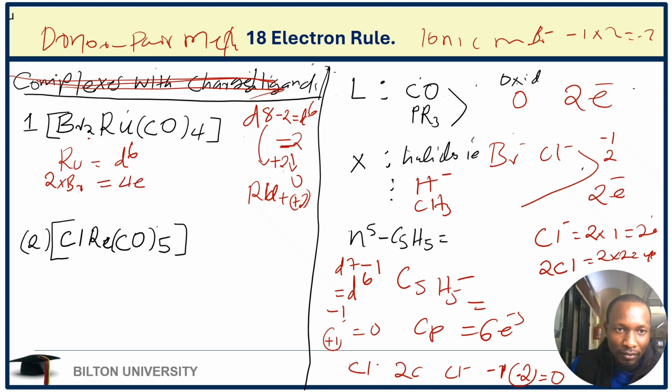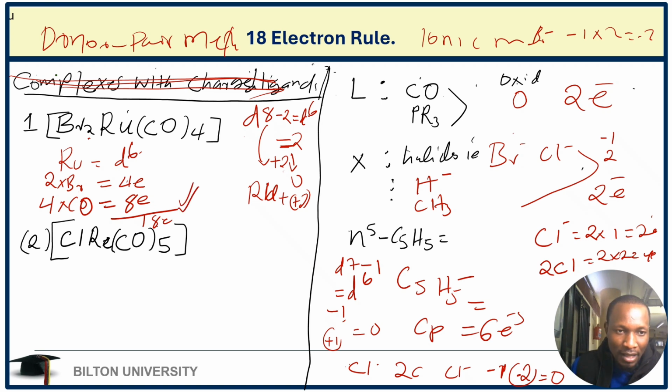And then we have carbonyls. How many are they? They are 4, so 4 times that carbonyl, and that's going to give us 8 electrons. And if we add them together, how many electrons do we have? We have 6 plus 4, that is 10. 10 plus 8 is 18, so we have 18 electrons. So it obeys the 18 electron rule.